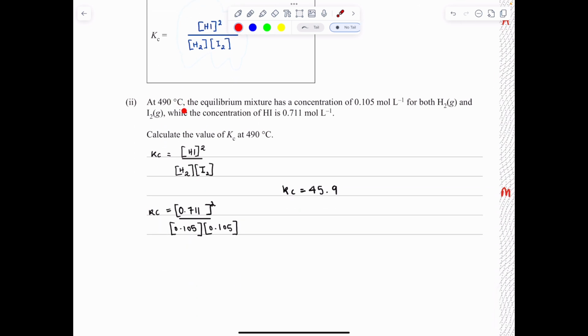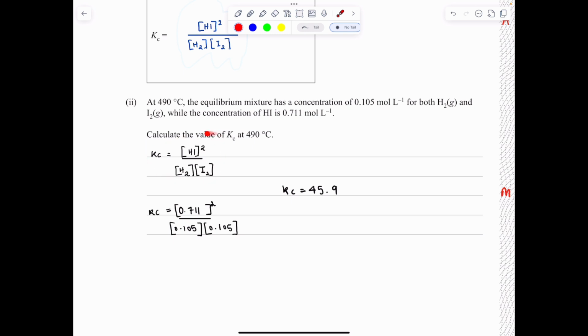At 490 degrees Celsius, the equilibrium mixture has a concentration of 0.105 moles per litre for both H2 and I2, while the concentration of HI is 0.711 moles per litre. Calculate the value of Kc. So this is super easy because what we have to do is we just have to substitute things in, which is what I've done here.